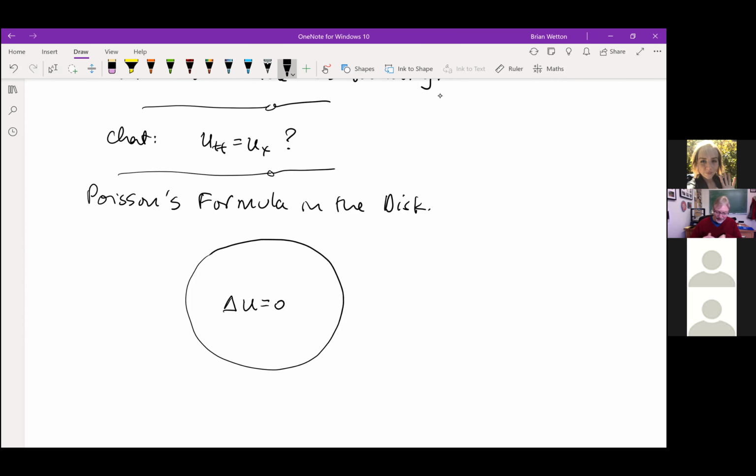And so I'm going to have Laplacian u, that's u_xx plus u_yy. But of course, it's in the disk. It's going to be the unit disk. It's pretty natural to write this in polar coordinates. That's 1 over r, (r u_r)_r, plus 1 over r squared u_theta theta. Okay, so pretty good.